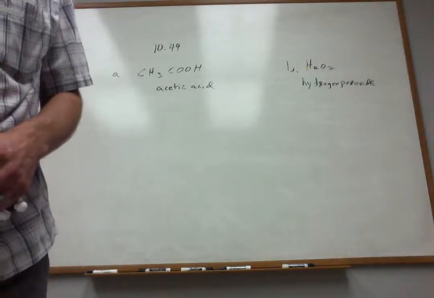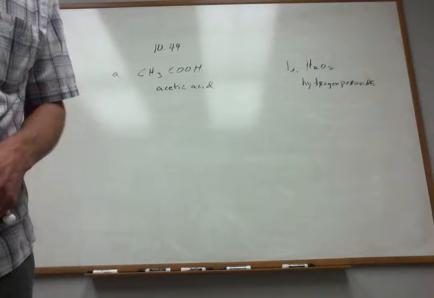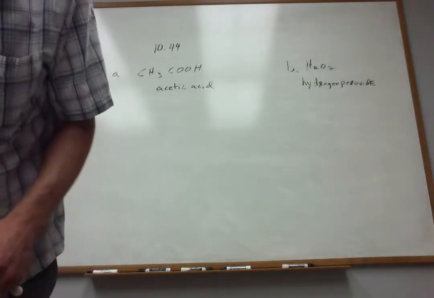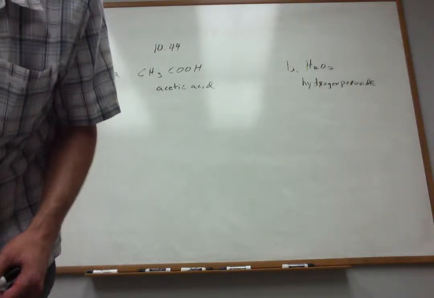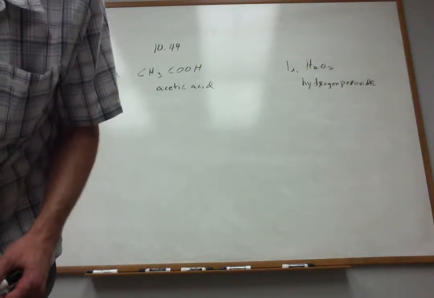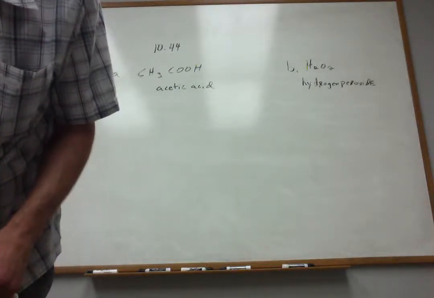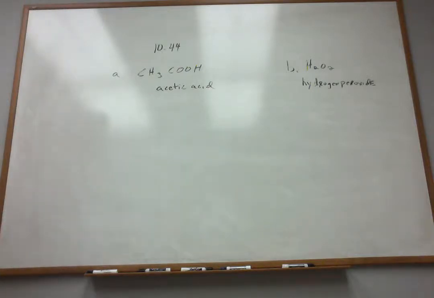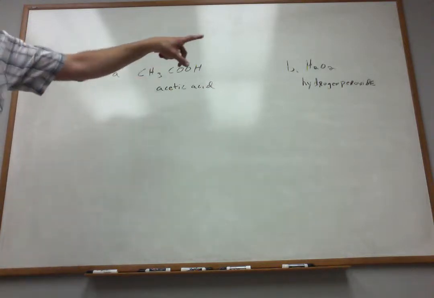In 10.44, we're told to determine the shape around each central atom in each of the molecules and explain deviation from ideal bond angles. So we're basically given these molecules and asked to identify all the central atoms and talk about the geometry around each. And I thought it would be kind of a fun example. So A and B, two molecules, acetic acid and hydrogen peroxide.